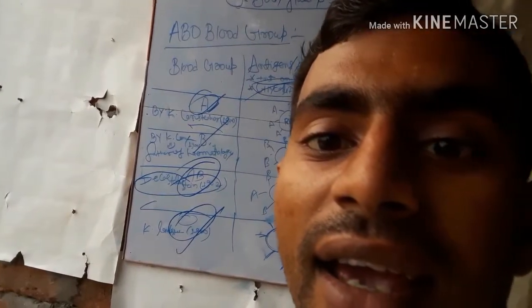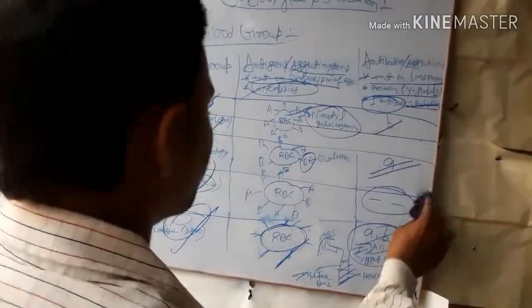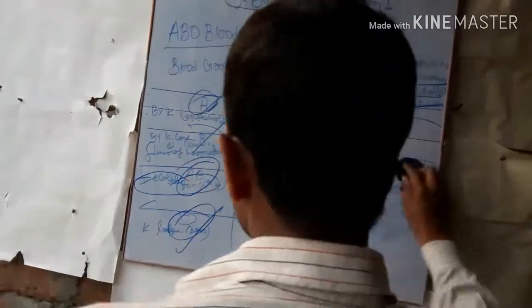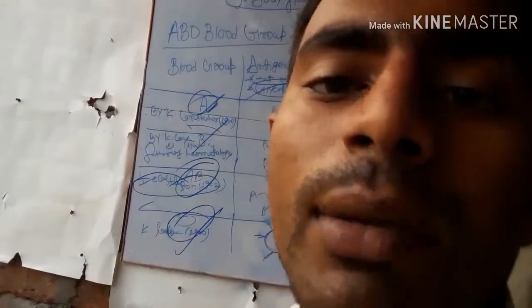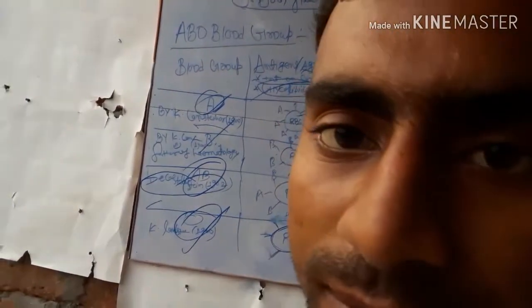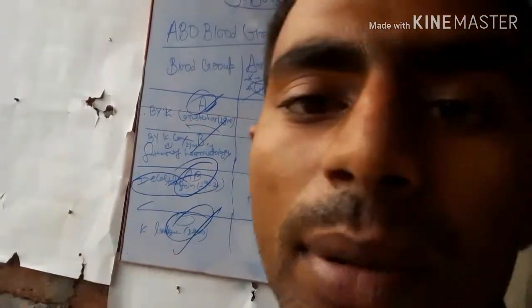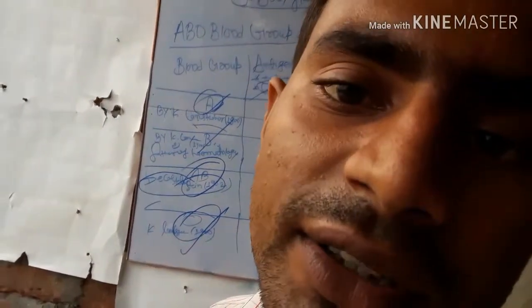Why? Finally, blood group O is the universal donor due to the absence of antigens. Blood group AB is the universal recipient because antibodies are absent.